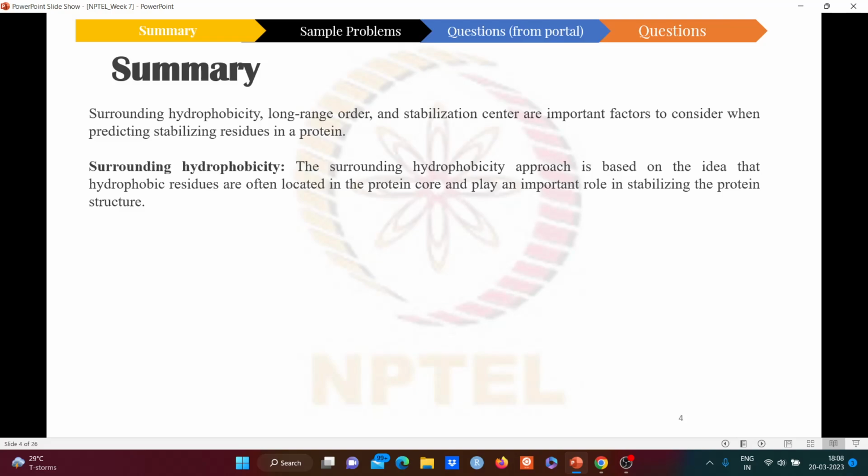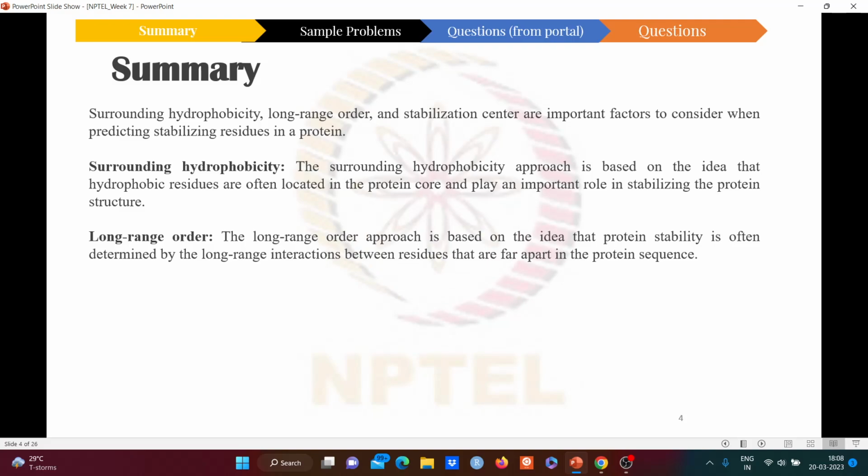So I'm repeating, in this approach, first we calculate the hydrophobicity of a residue based on the sum of the hydrophobicity values of the surrounding residues. Then, once we calculate this surrounding hydrophobicity for all the residues, the residues with high hydrophobicity values are potentially termed stabilizing residues. These residues with high hydrophobicity are more likely to be buried in the protein core and interact with other hydrophobic residues, contributing to the overall protein structure.